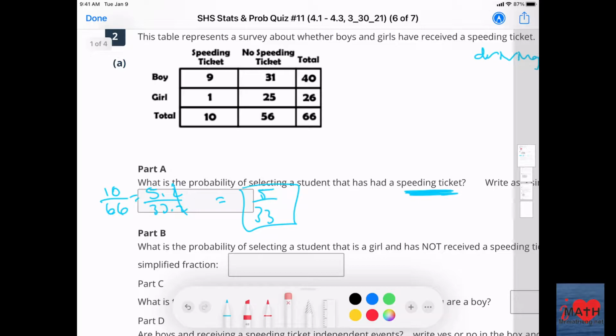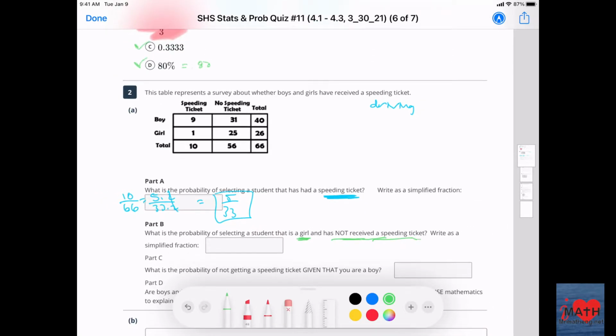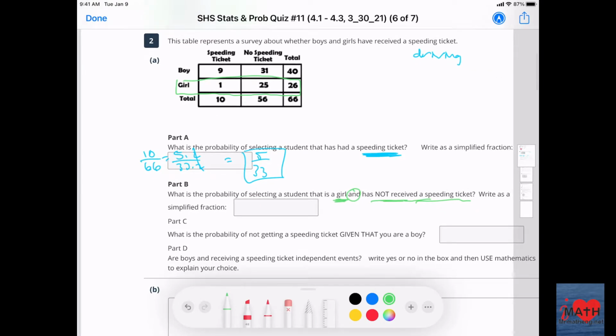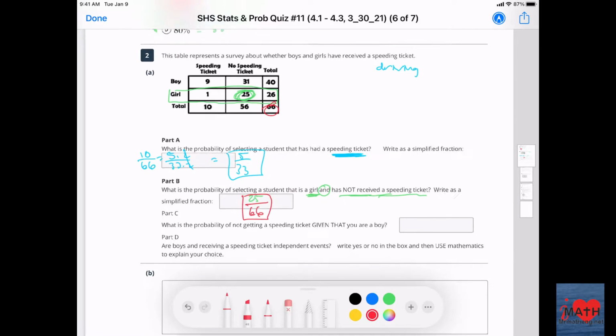Next question. What is the probability of selecting a girl and has not received a speeding ticket? Okay, so this one has the word and, and so I want to find a girl. So I'm looking in this green rectangular box there, and not speeding ticket. Okay, so that would be 25 over the total. Our total is 66. And I don't believe you can reduce that, so that is our answer.